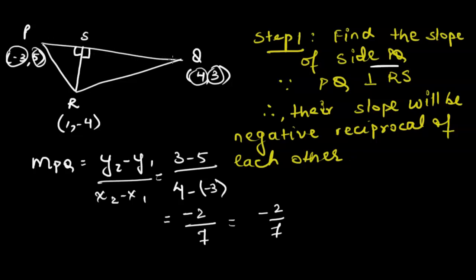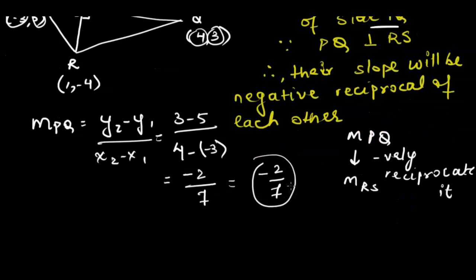But we did not need the slope of PQ. We wanted the slope of RS. We would use the slope of PQ. So from the slope of PQ, we would get the slope of RS by negatively reciprocating it. Negative reciprocal means we flip the given fraction and we flip the sign. This is already a negative sign.